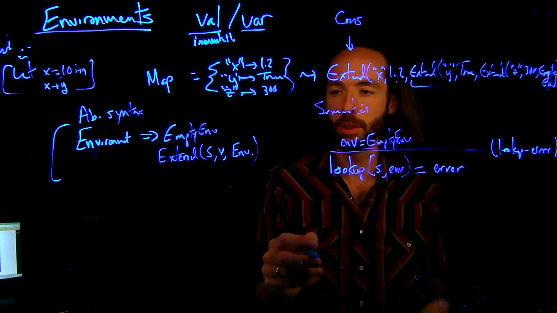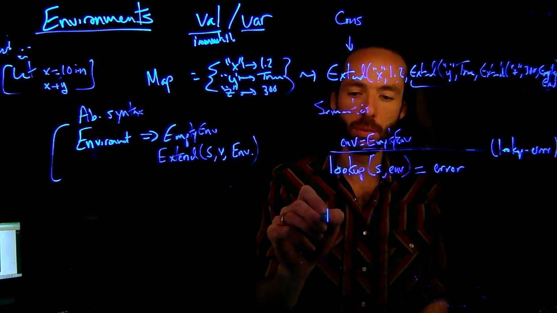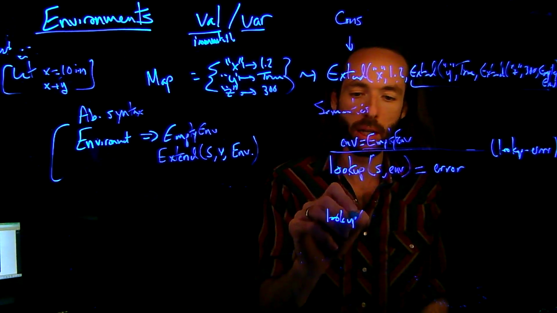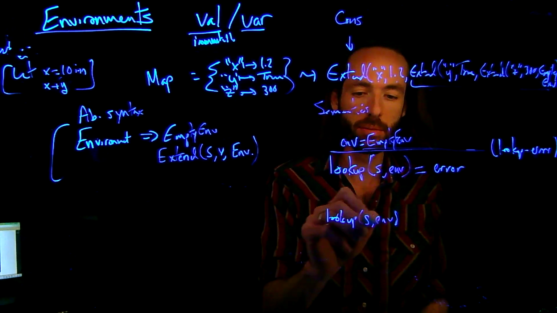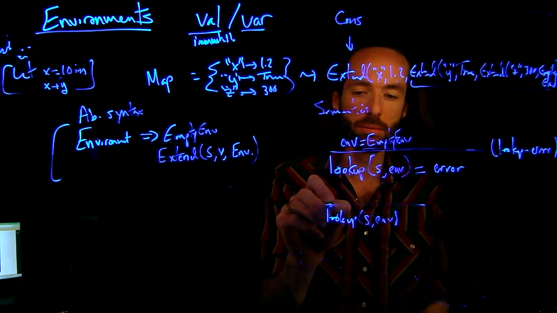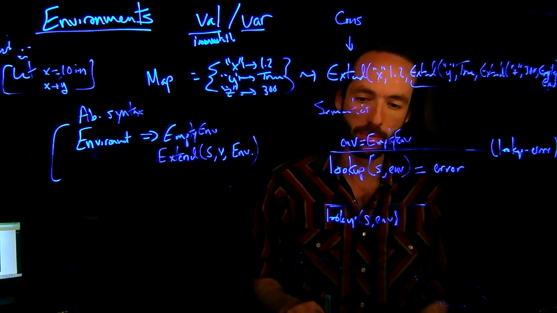Okay, so what happens if we don't have an error? So we'll want to look up s in the environment. And right, there's one, and what's going to happen here?